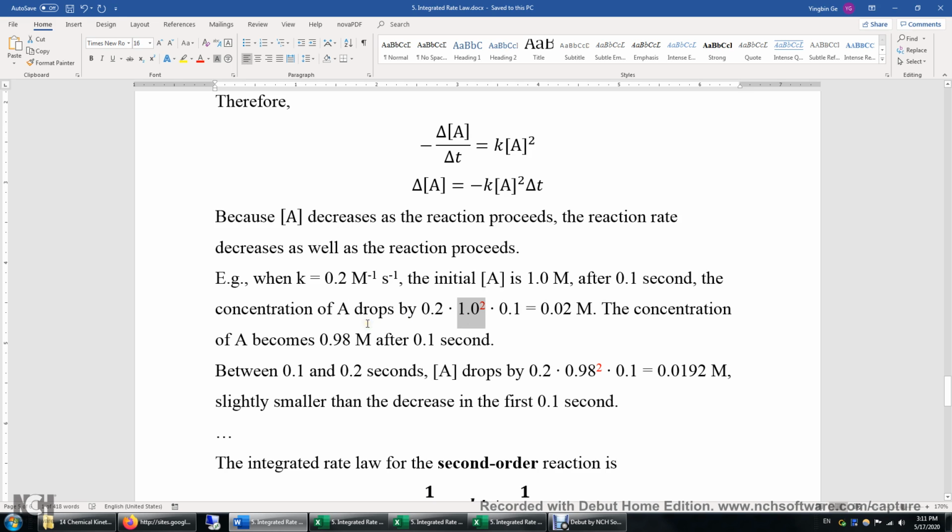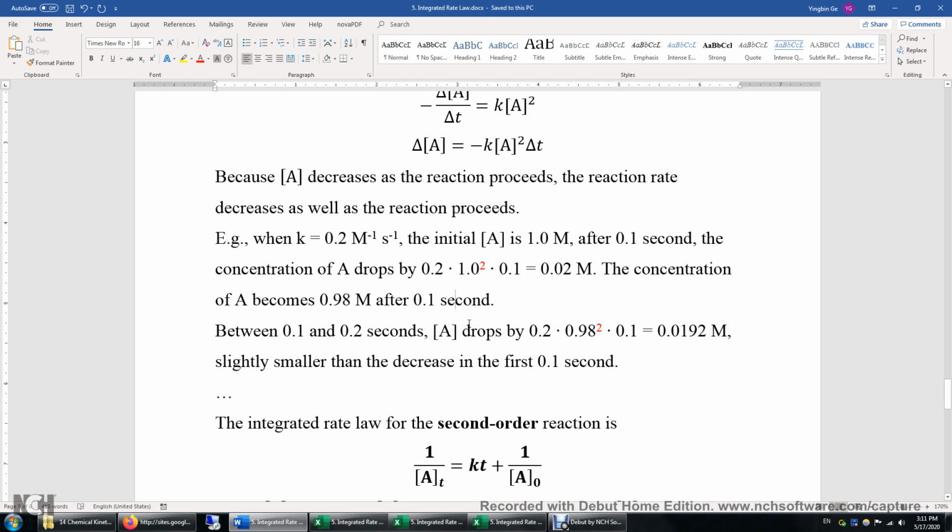Now let's look at the second time step between 0.1 and 0.2 seconds. Now you'll realize the difference. We have this A squared here. So the change of A is going to be 0.0192 molar. So what I did is I just used Google. I typed this up in Google to calculate this.